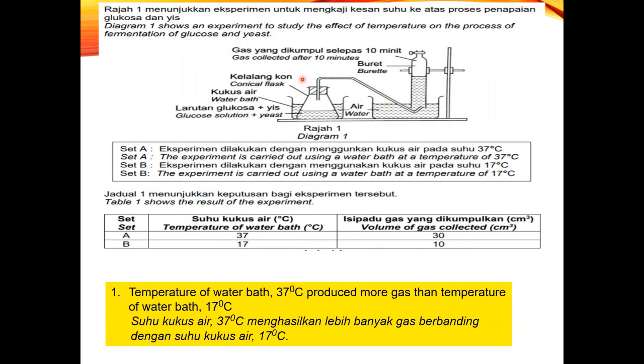So this is the experiment to study the effects of temperature on the process of fermentation of glucose and the yeast. So you look at the table here. It is given with the table. So when the temperature is 37, the volume of gas is 30 cubic centimeter. And then when the temperature is 17, the volume of gas collected is 10 cubic centimeter. So how do you write the observation here? You can write down: the temperature of water bath, 37 Celsius degree, produces more gas than the temperature of water bath, 17 Celsius degree.